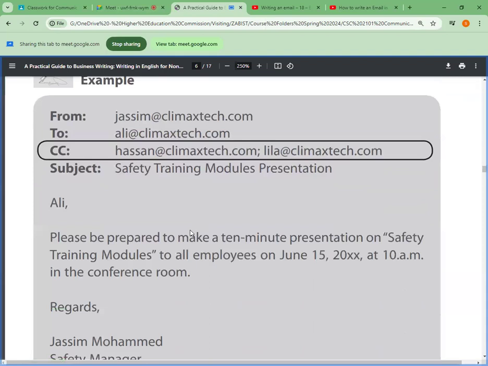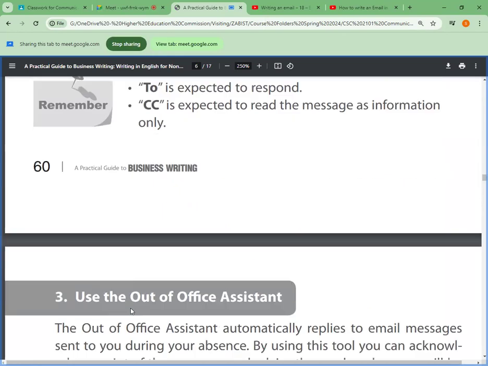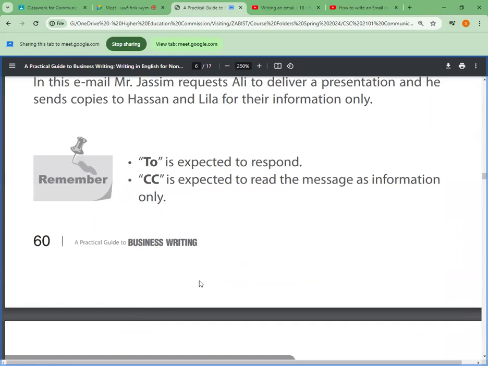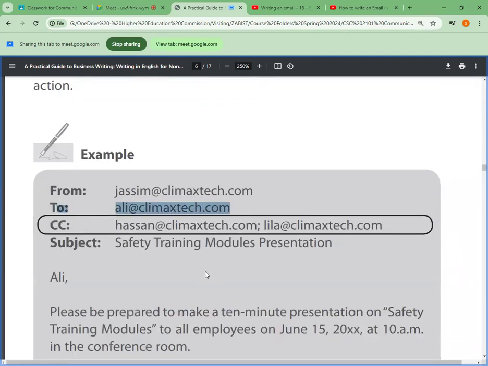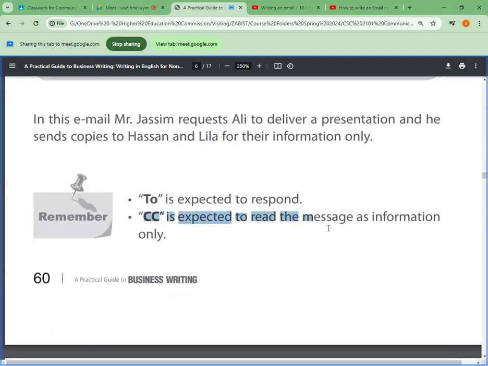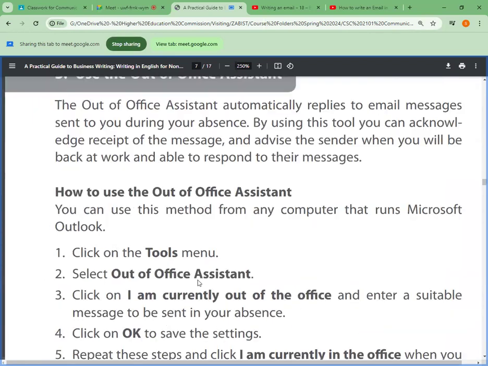Then how to use CC, right? CC is जहाँ पर आप अपने bosses को और अपने certain लोगों को loop में रख सकते हैं. तो CC में carbon copy में वो आता है. Now, To is expected to respond. जो recipient होता है, जिसका email address हम To में लिखते हैं, they are supposed to respond. And CC is expected to read the message as information only. They are not supposed to correspond with it. जिसको हम CC करते हैं, वो सिर्फ loop में होता है, उसका काम सिर्फ पढ़ना है और loop में रहना है.